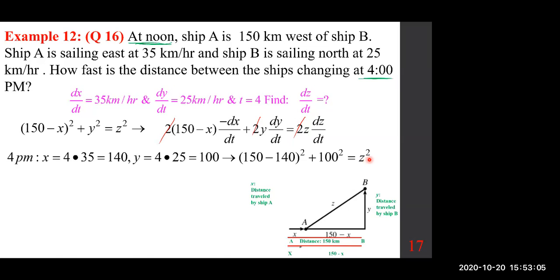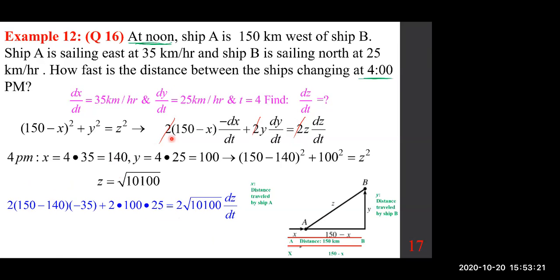We find the z. Okay, everybody. Z is the square root of 10,100. And now just plug into this formula. I would have dropped the 2, but it doesn't matter. So if we keep the 2 and then drop it.